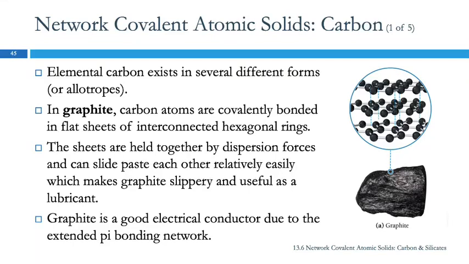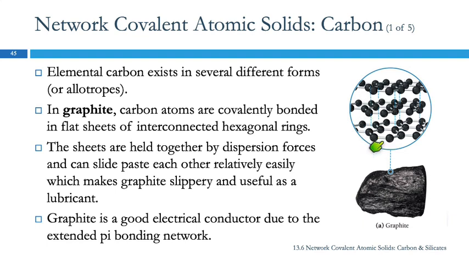Network covalent atomic solids. The most common one of these, well, I guess not the most common, but a common one, is carbon in various different forms. You can have elemental carbon in several different forms. Those are called allotropes. So graphite is carbon.